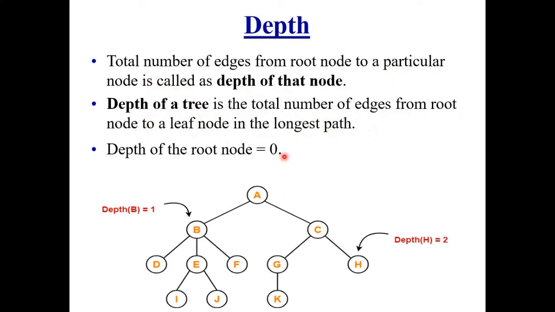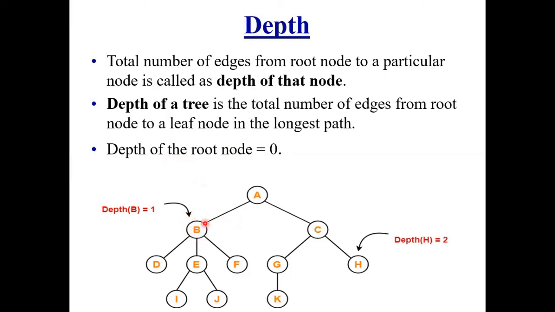So what is the depth of root node? It is 0. Why? Because the number of edges from its root node, because A itself is a root node. So if I take the node as A, number of edges from root node to its node is what? 0. The height of a leaf is what? 0. The depth of a root node is what? 0.